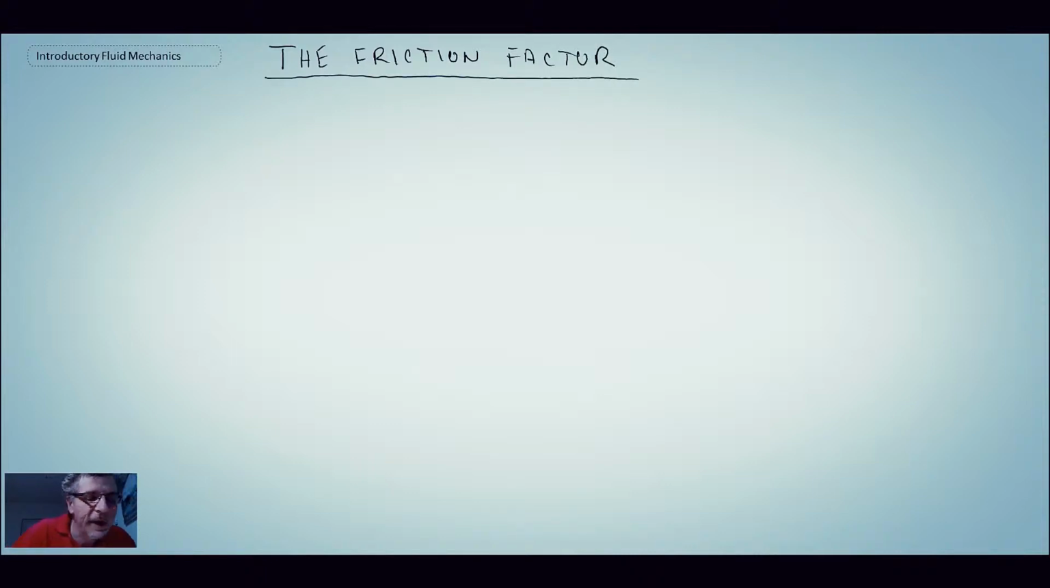In this lecture, what we're going to do is take a look at coming up with a relationship for the friction factor. If you recall, at the end of the last lecture we came up with the Darcy-Weisbach equation, which enables us to quantify the pressure drop within pipe flow. And within the Darcy-Weisbach equation was this friction factor term here.